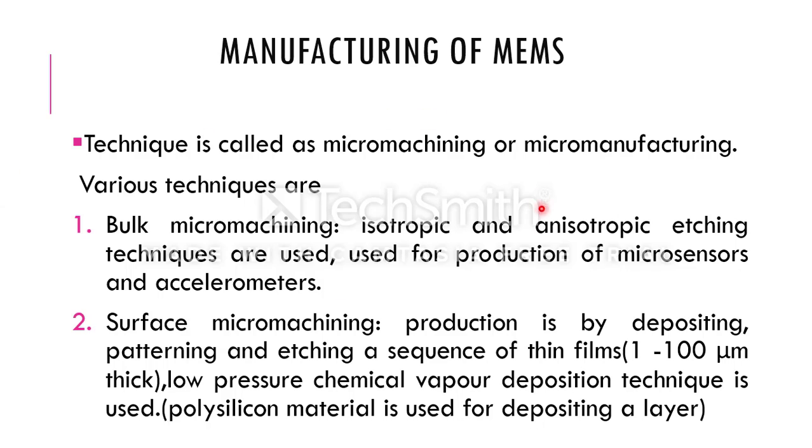So what are the manufacturing techniques of these MEMS? Mainly there are two types, micro machining and micro manufacturing. In bulk micro machining, etching techniques are used for the production of microsensors and accelerometers. In surface micro machining, thin films are deposited and patterned using the low pressure chemical vapor deposition technique. Mainly the depositing material is polysilicon. You can refer more on this from Google.